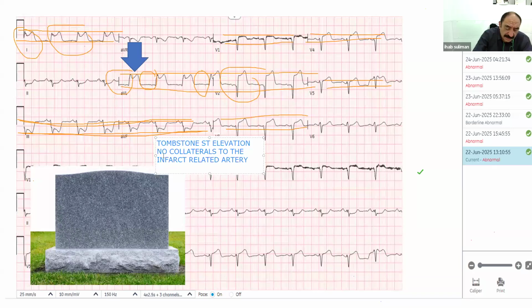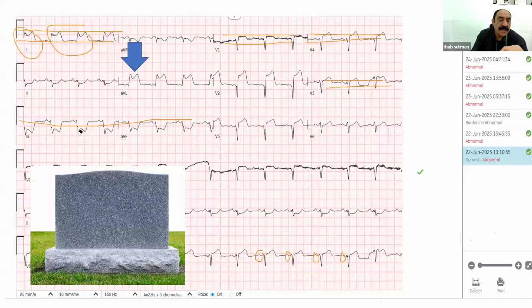The patient is liable to get arrhythmia or cardiogenic shock easily. So remember, this is tombstone ST elevation, which is very serious. And remember, the rhythm of this patient is a normal sinus rhythm because there is a P wave before each QRS. But there is diffuse ST elevation of the precordial and anterolateral leads, with reciprocal ST depression.